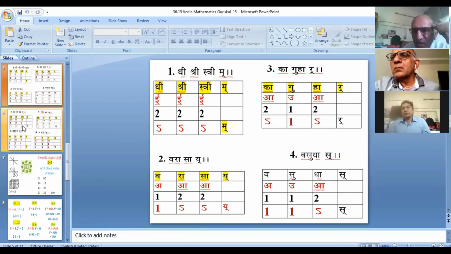Now, the first syllable Ka takes an elongated A, so value 2. The second syllable is gu, a short vowel u, which takes value 1. And likewise, ha has an elongated first vowel, so it takes value 2.